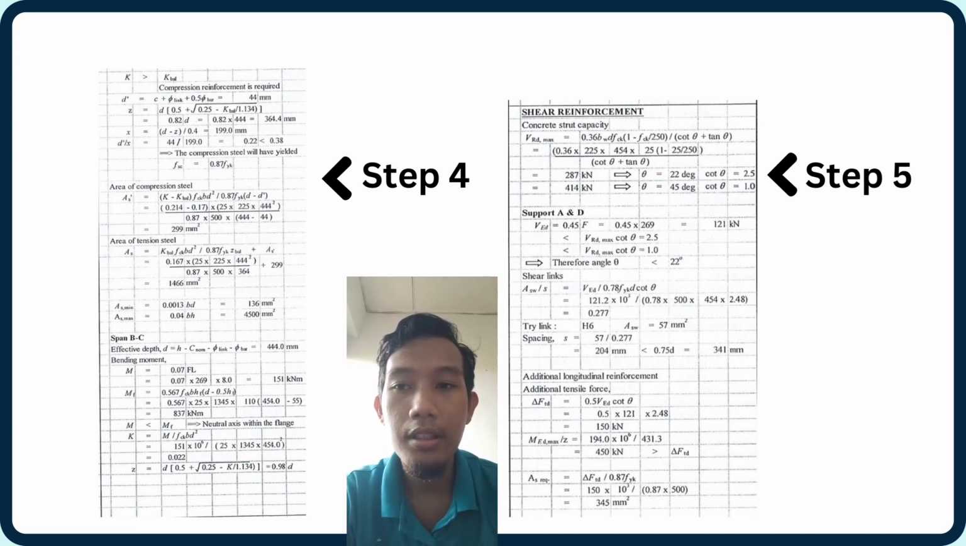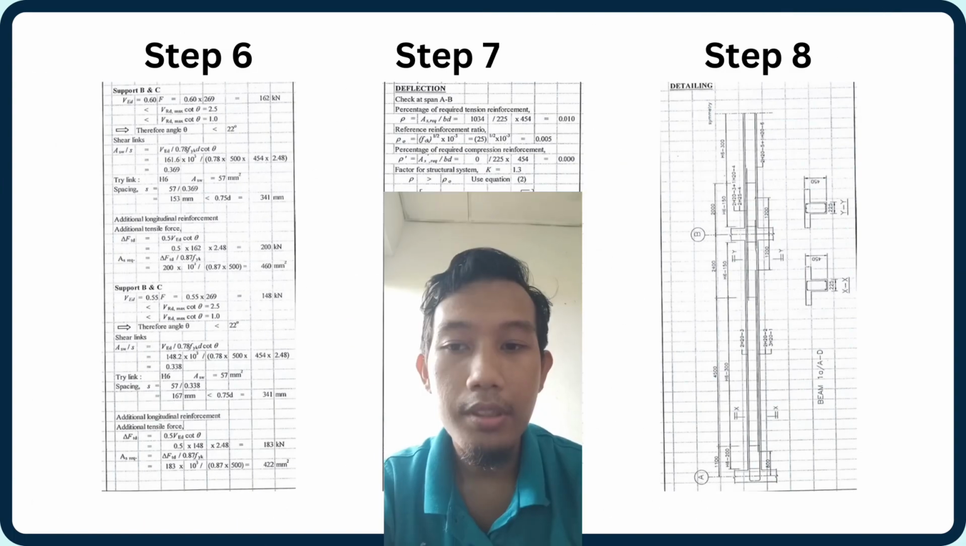Additional longitudinal reinforcement. Additional tensile force FTd equals 150 kilonewton. For MEd max over z is 450 kilonewton, bigger than FTd. For As req is 345 mm square.